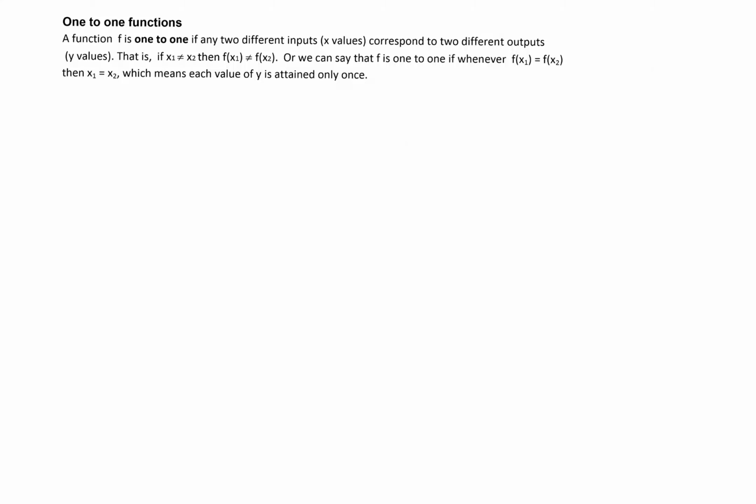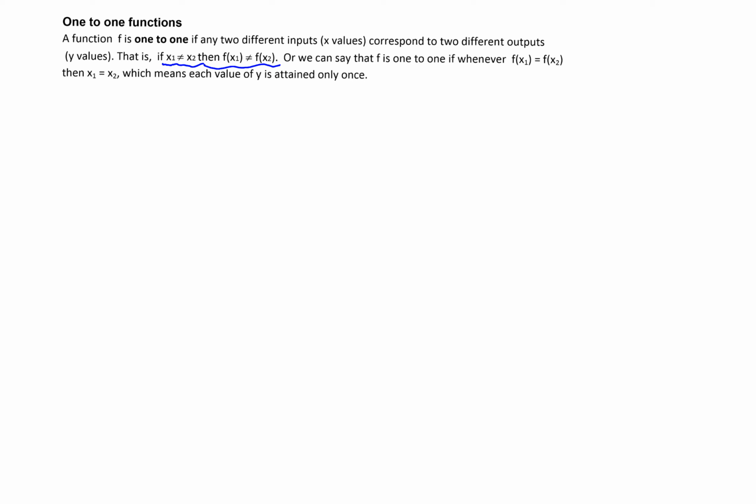A function is one-to-one if two different inputs correspond to two different outputs for that function. Algebraically, we can say that a function is one-to-one if the condition x sub 1 different than x sub 2 implies that f of x sub 1 is different than f of x sub 2. That basically means that if x's are different, then the y values are different.